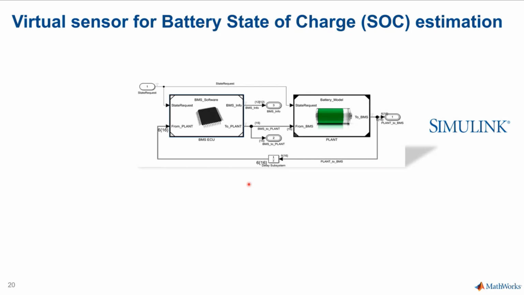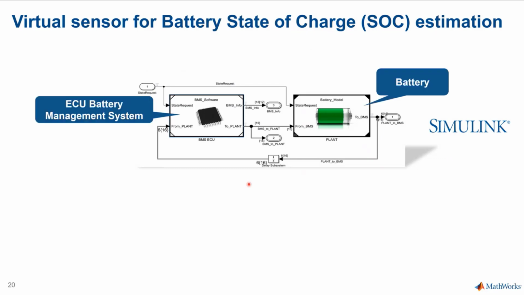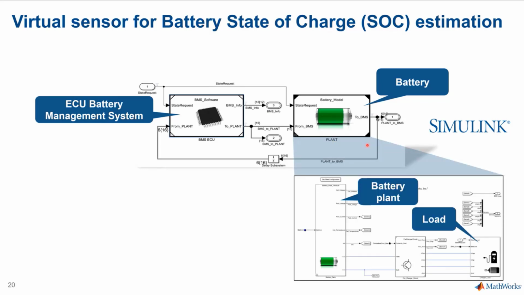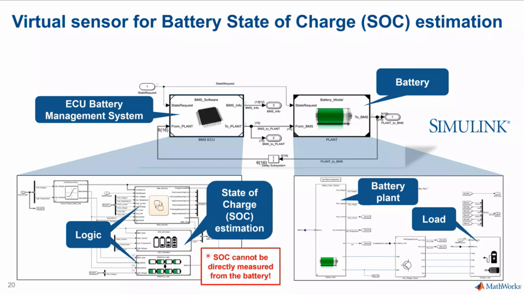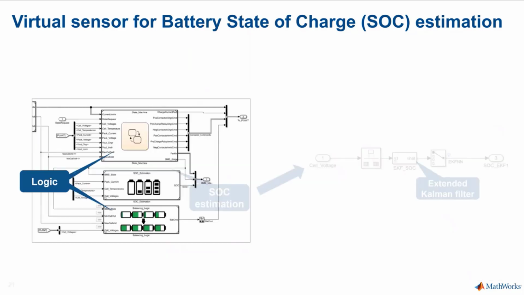So in our example, we have the full system simulation, which has the battery management system and the battery itself connected. Then in this battery system, you can see the battery plant and the load. So this is the charging and discharging. And here you can see the logic of the battery management system. One small part is the state of charge estimation, because the battery management system needs to know what the charge is at the moment. And as we said, this cannot be directly measured from the battery, and we use an AI model to estimate the state of charge.